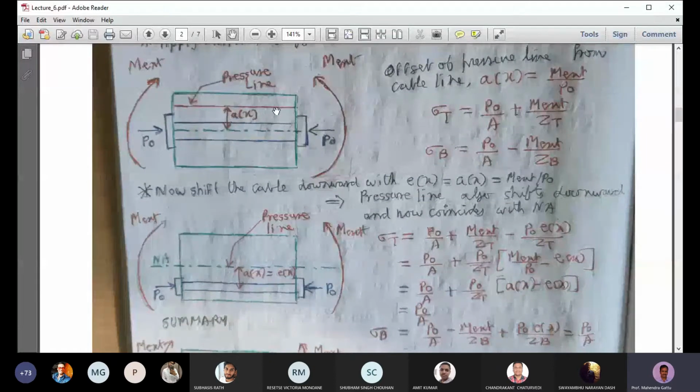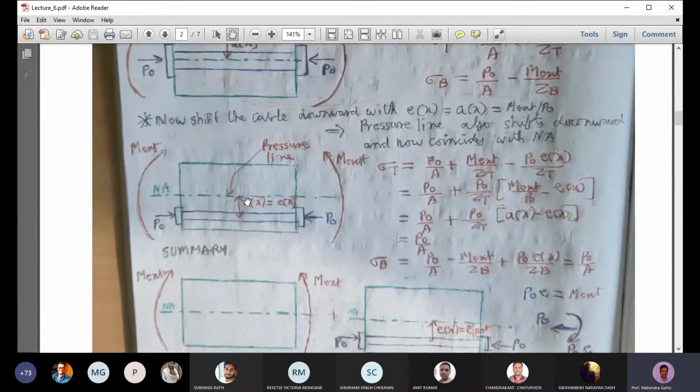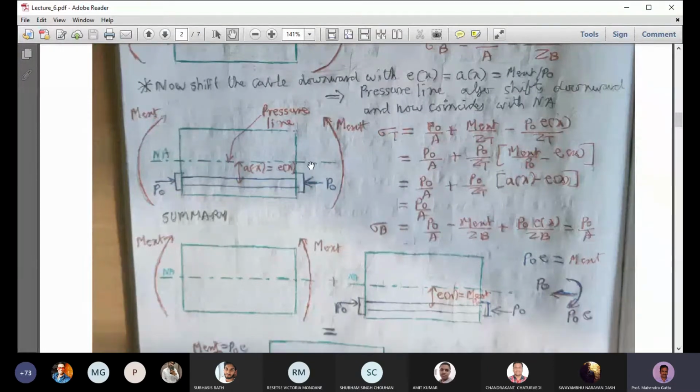and the pressure line is at a distance A of x from the cable line. Now, when you shift the cable line downward by a distance A of x, then the pressure line also shifts downward by A of x, and then this coincides with the neutral axis. So if you provide a cable with eccentricity E of x such that it is equal to A of x, then we can say that the beam will be subjected to uniform compressive force. Okay, so this is the major result of this analysis.